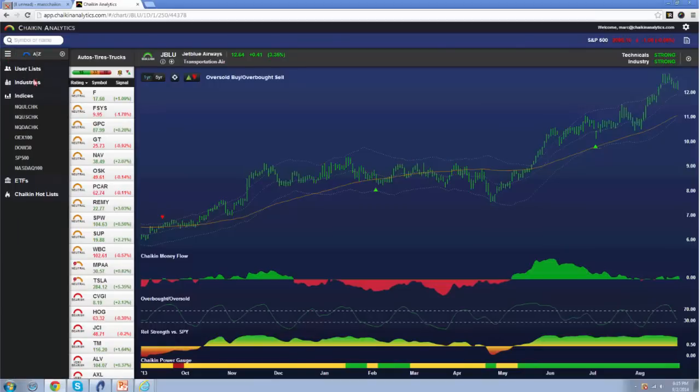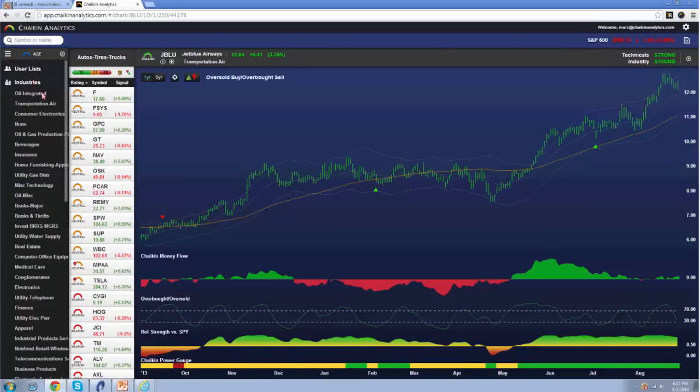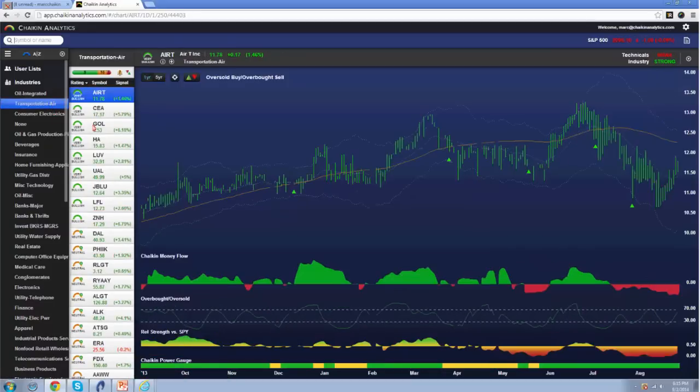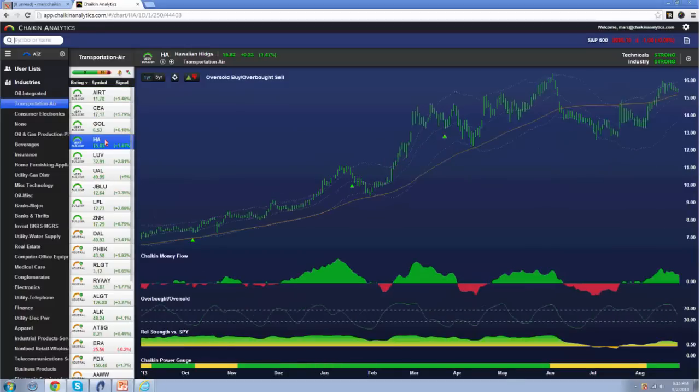Now, I said we had 65 industry groups. Transportation is the second ranked group. So here are all the transportation stocks sorted by Chaikin power gauge rating. This is really a lifesaver. There's no way you could follow this any other way. Here's Hawaiian Air. Here's United.